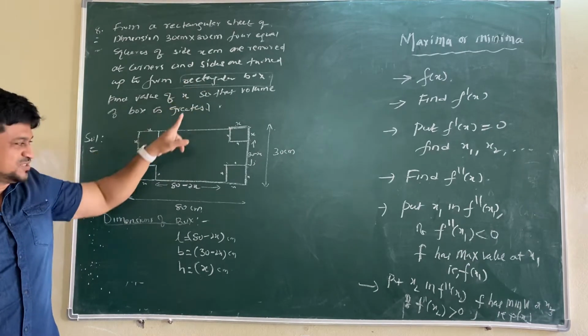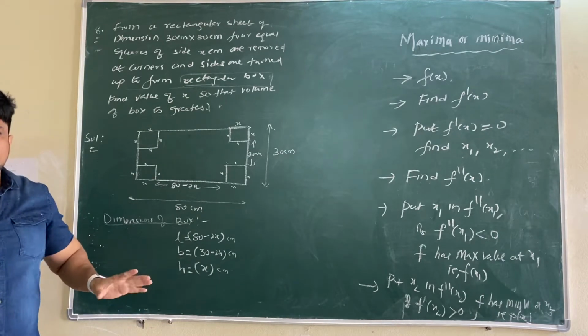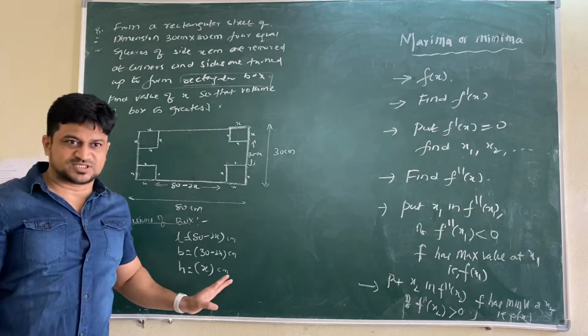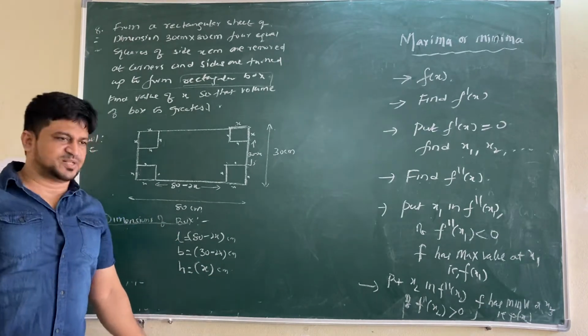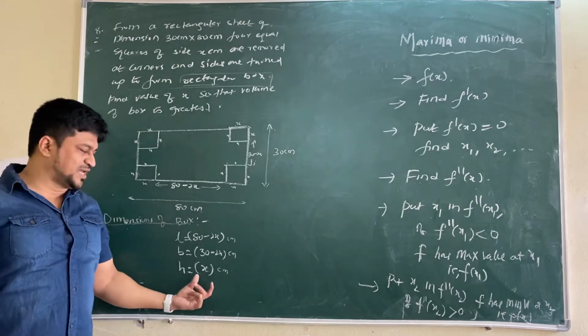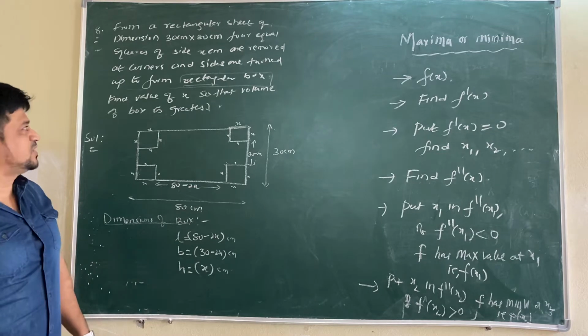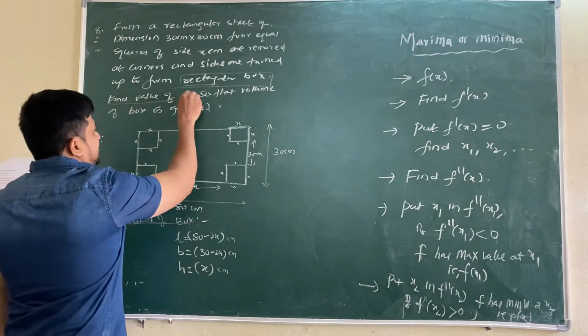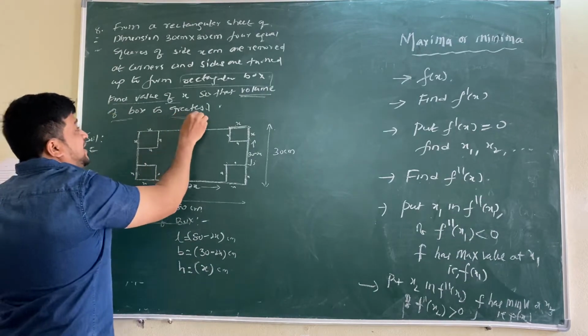When a rectangular box is given, you should know the dimensions, L, B, H, because you have only these kinds of questions. So by heart, length is 80 minus 2x, breadth is 30 minus 2x and height is x. All are in centimeters. Now what they are asking us to find is the value of x for which the volume of the box is greatest.